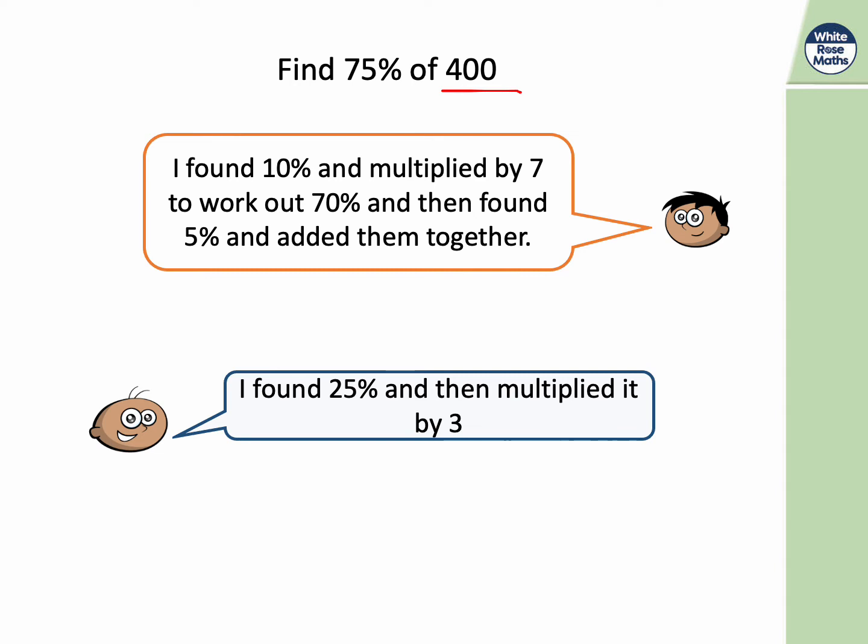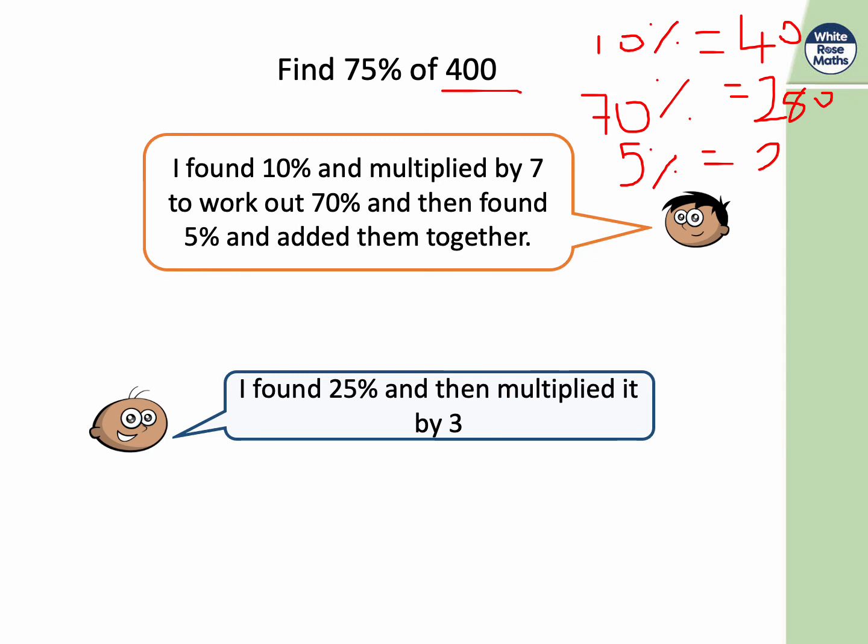So let's look at this first method here. 10% of 400 will be equal to 40. You times that by 7 to work out what 70% is. So 70% will equal 7 lots of 40, which is 280. And then we're going to have 5%, which is equal to half of 40. Half of 40, guys, is equal to 20. Adding your answers together, 70% plus 5% gives me 75%. 280 plus 20, I get 300. So that's one way of doing it.